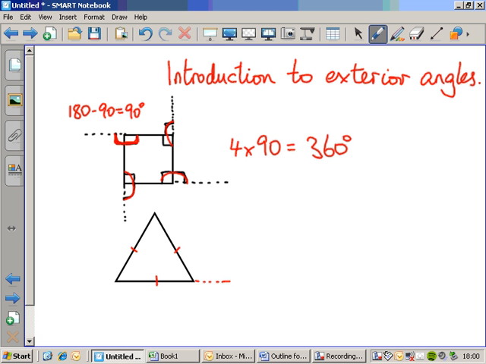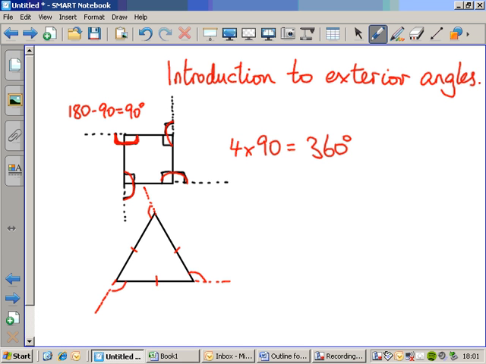I could just as easily extend it to the left, like so, but I've just chosen not to. Extend it to the right, and we'll mark that angle there, and we'll extend that there and mark the exterior angle there, and down the bottom left there's our 3rd exterior angle on our triangle. 3 interior angles, 3 exterior angles.